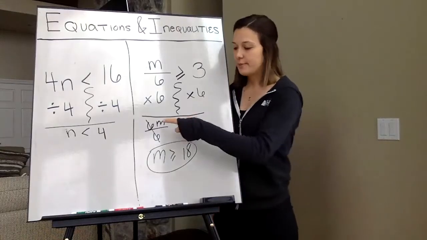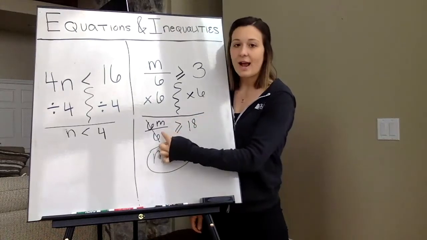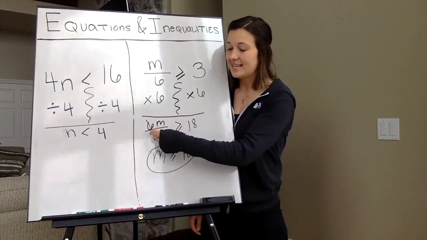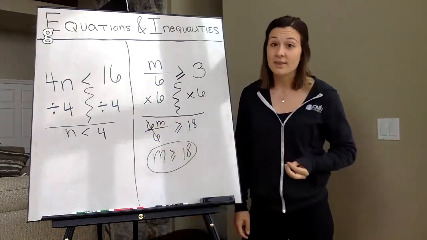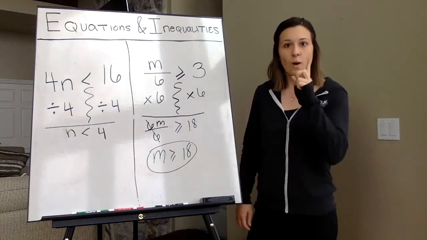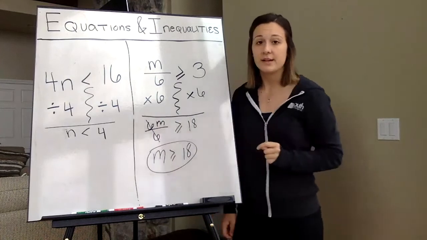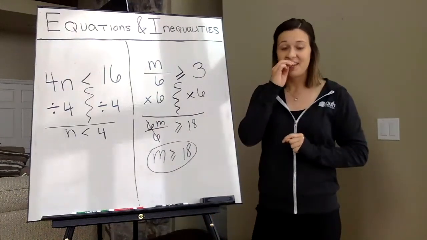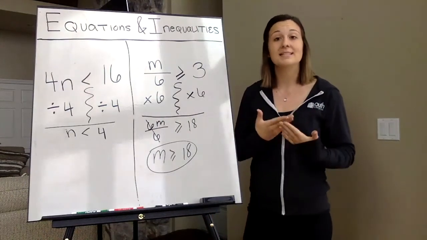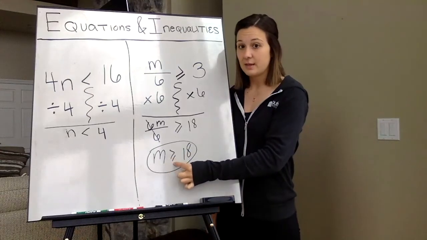So if you're getting tripped up on this step right here, how did I get from here to here? Remember that fraction bar means division. And I had 6 over 6. Or in other words, 6 divided by 6. 6 divided by 6 is 1, right? So that just leaves me with 1m. And we already talked about over here that we don't need the 1. Anything times 1 is itself. 1 times m is m. So we can just say m is greater than or equal to 18.